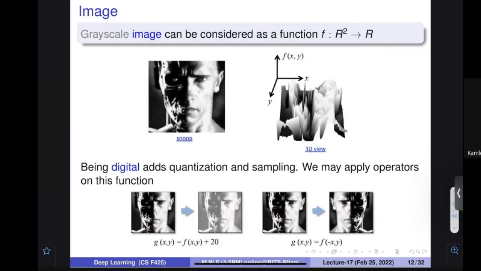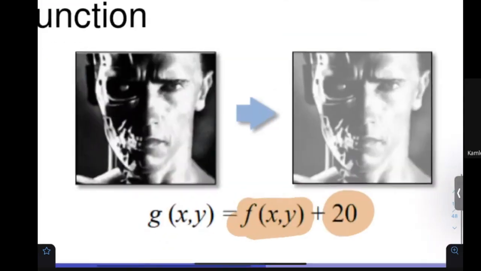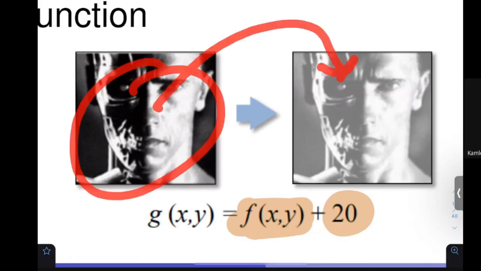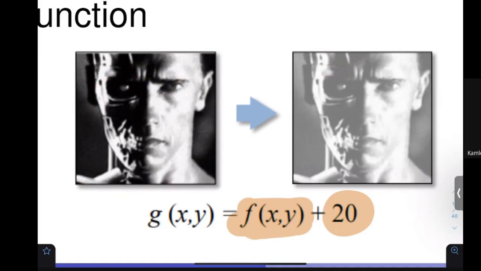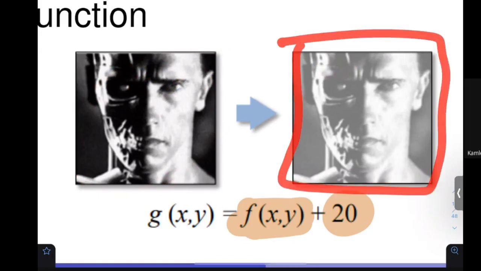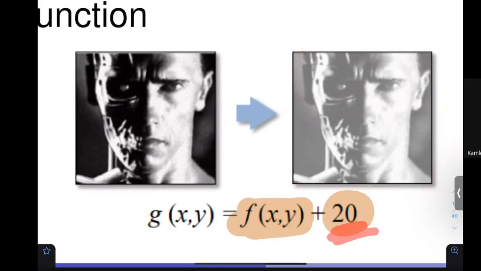For example, this is a very interesting application: what if you take any value in the image and add 20 to that? What does it mean? You are increasing the intensity. So if this is an image, it becomes this image. Make sense? Do you agree with me that this is another image where all the darks are going to be less dark, because now a fixed number, 20, has been added.